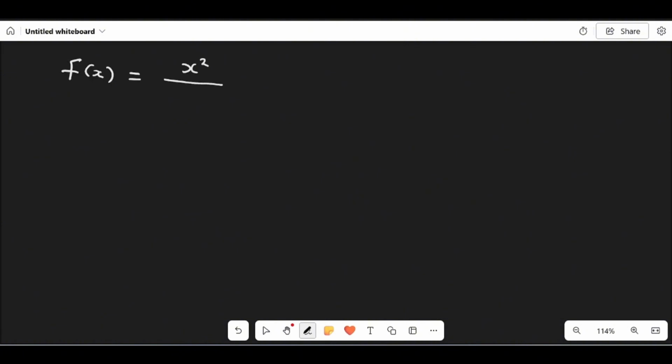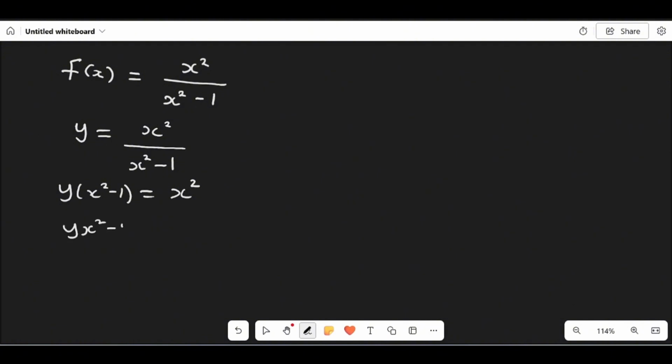f(x) equal to x squared over x squared minus 1. We want to find the range. Let us replace f(x) with y. y equal to x squared all over x squared minus 1. Cross multiply: y(x squared minus 1) equal to x squared. Clear the brackets: y x squared minus y equal to x squared.